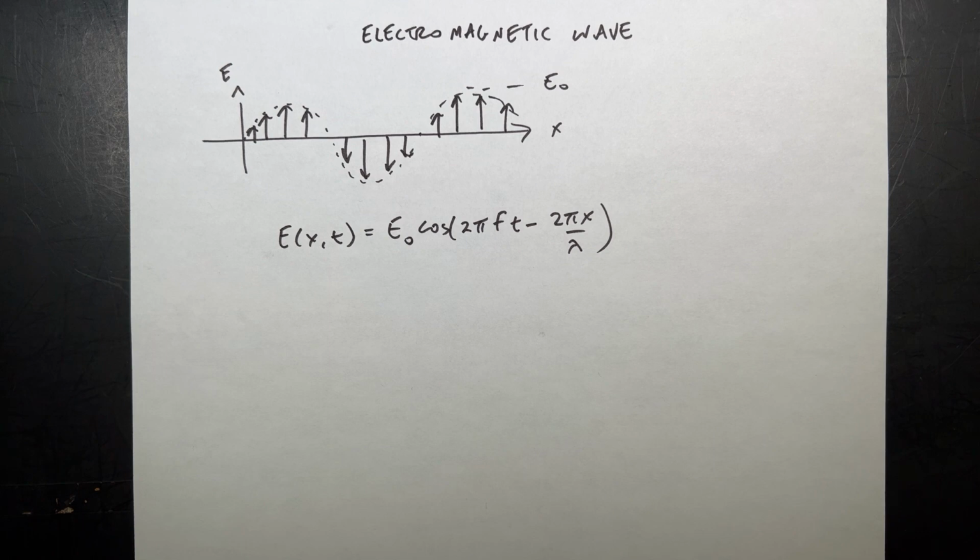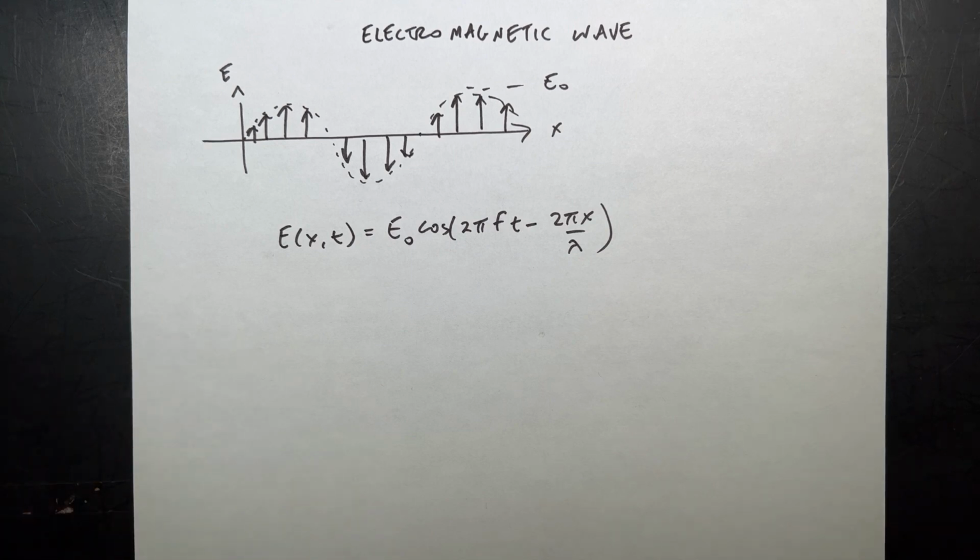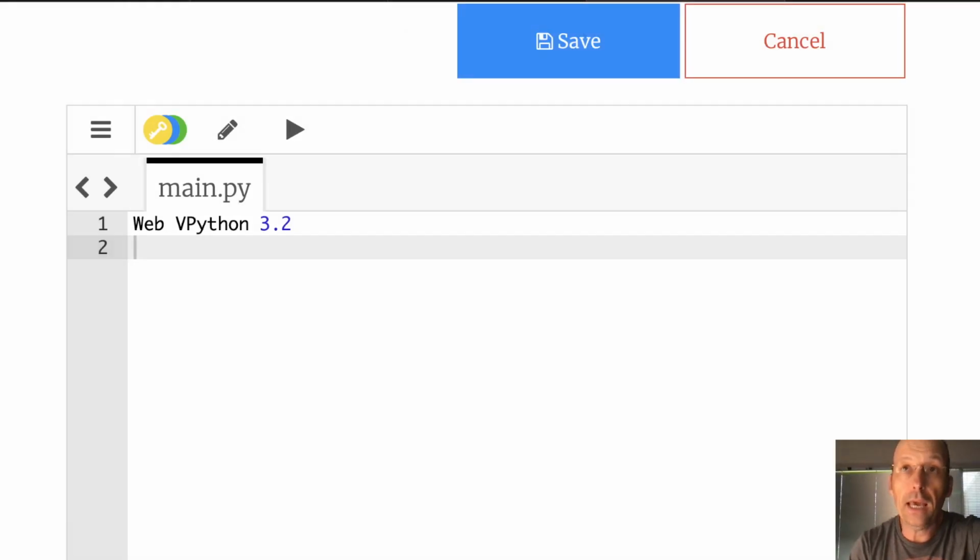Now we just need to make that happen in Python. And we're going to have these arrows, and they're going to change with time. Now, I want to do light, but it's not going to move with the speed of light. I'm just going to use some fake numbers just so it'll look good. I want to make something that looks good. So let's jump over here to Web VPython, and it's going to be great.